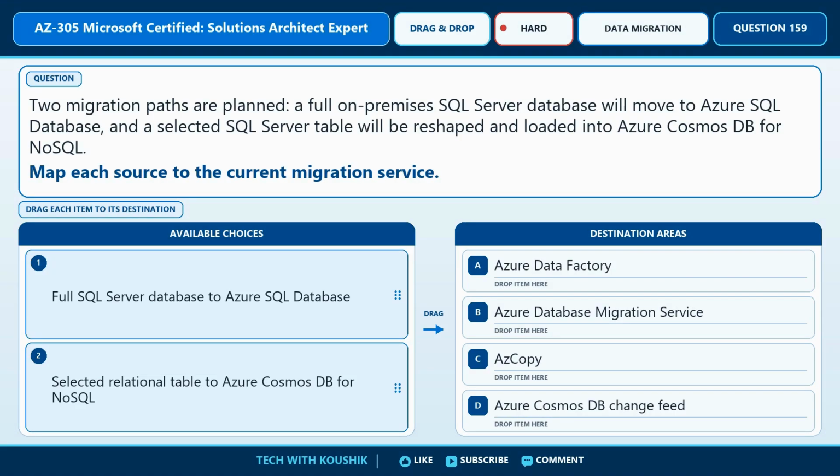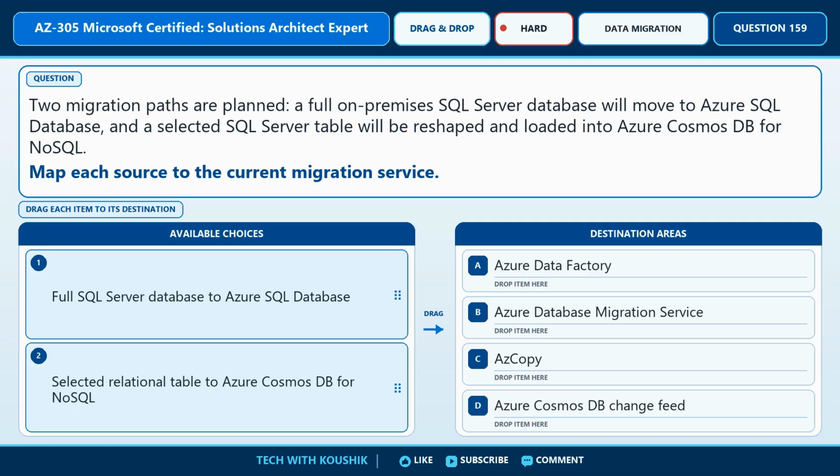Question number 159. Next, we enter the topic of data migration. Two migration paths are planned. A full on-premises SQL Server database will move to Azure SQL Database, and a selected SQL Server table will be reshaped and loaded into Azure Cosmos DB for NoSQL. Map each source to the current migration service.